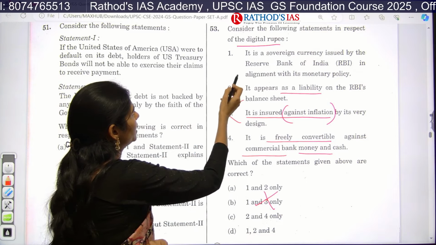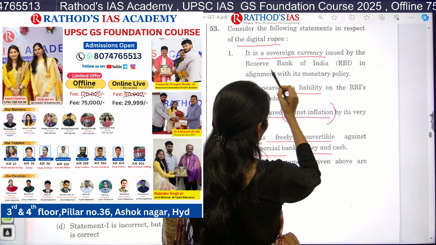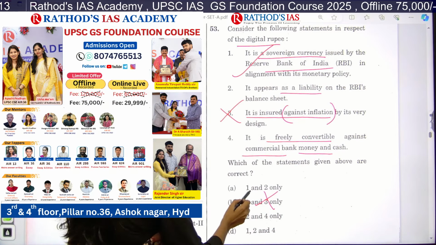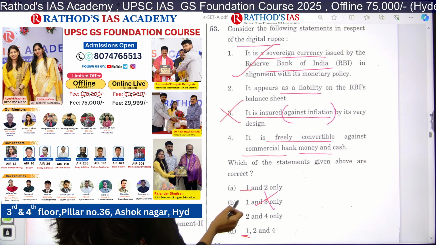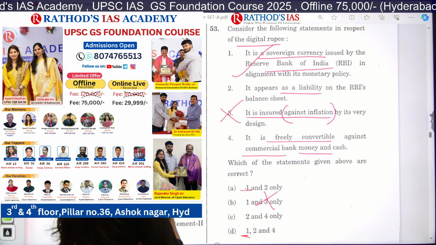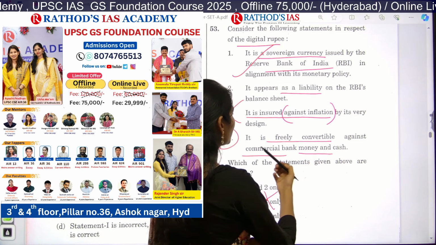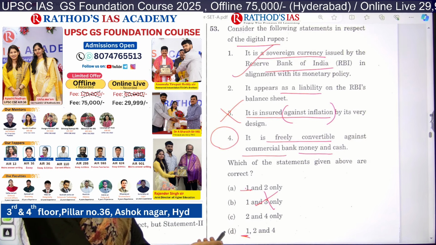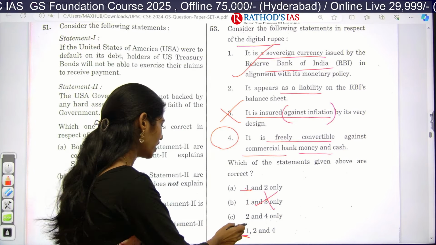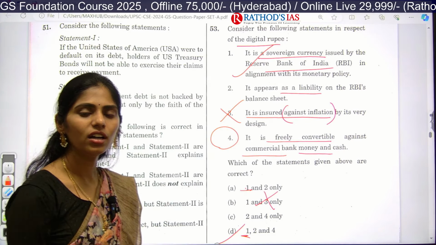So first statement here is it is a sovereign currency, it is issued by RBI. Yes, of course this is right. So where this one is present, 1 here and here. And you have to see this fourth statement. So it is freely convertible against commercial bank money and cash, of course. That is one advantage. So correct option is D, 1, 2 and 4.